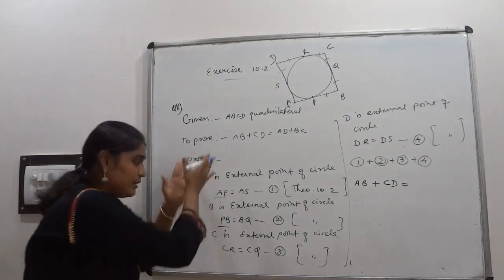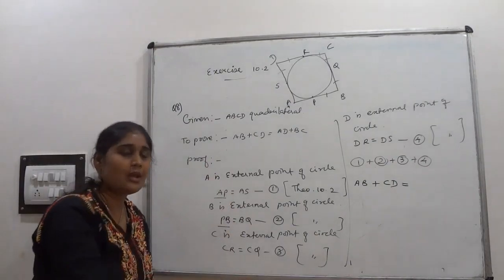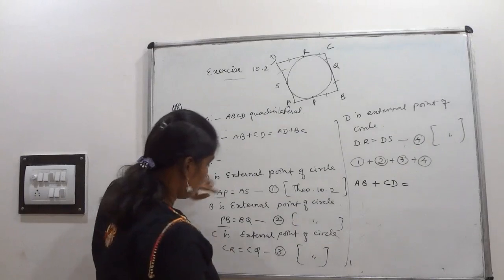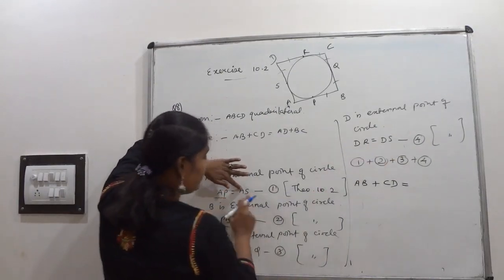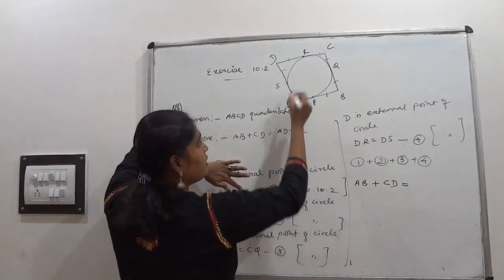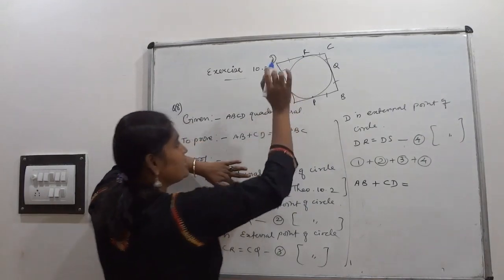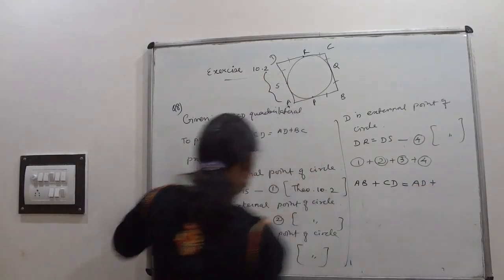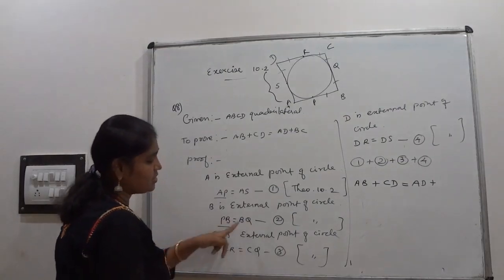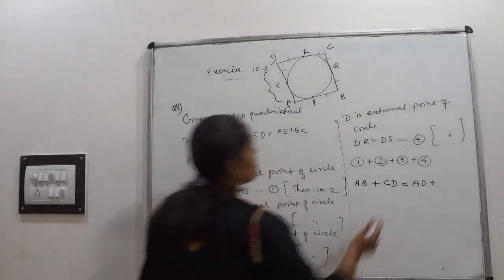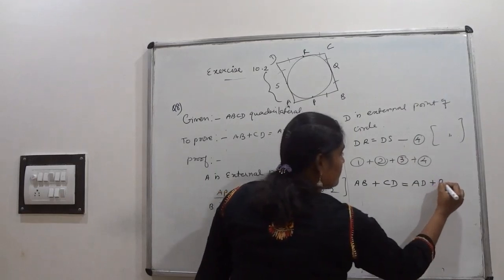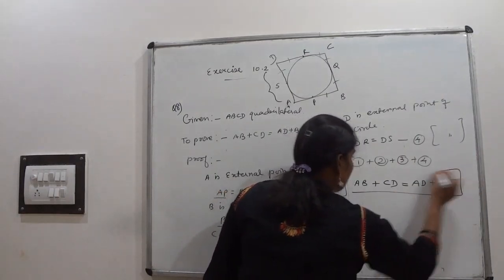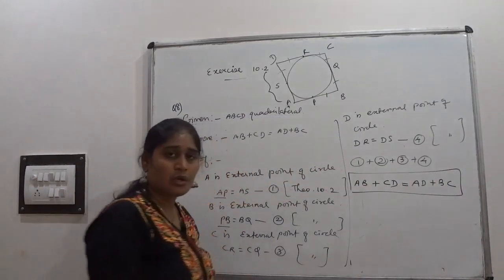So now you see AS plus DS. Altogether it will give you what? AS plus DS altogether gives you AD. Plus BQ plus CQ altogether gives you what? BC. This statement only you have to prove.